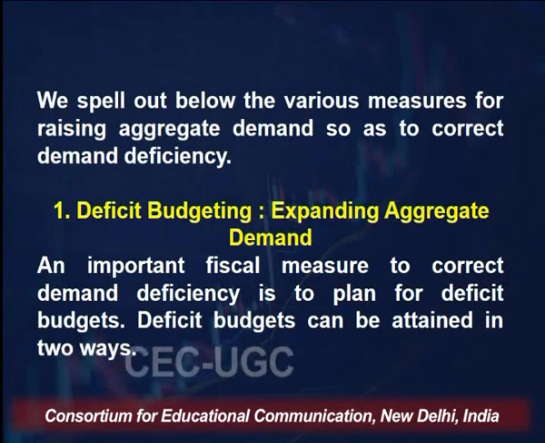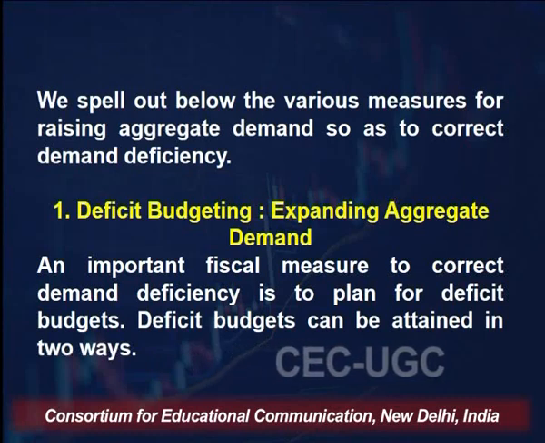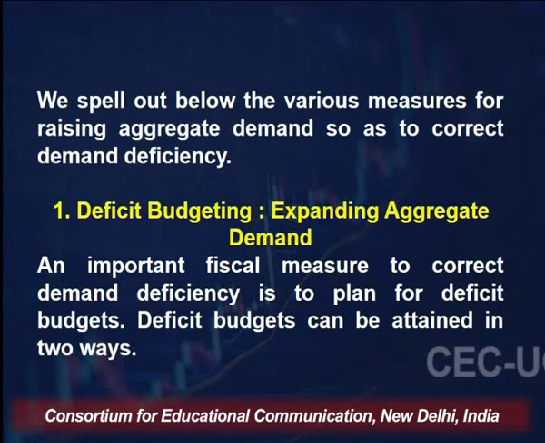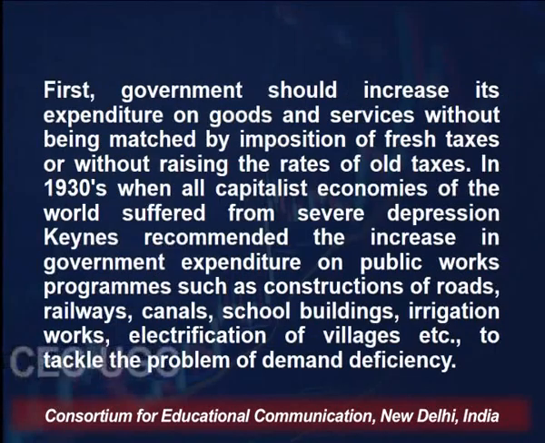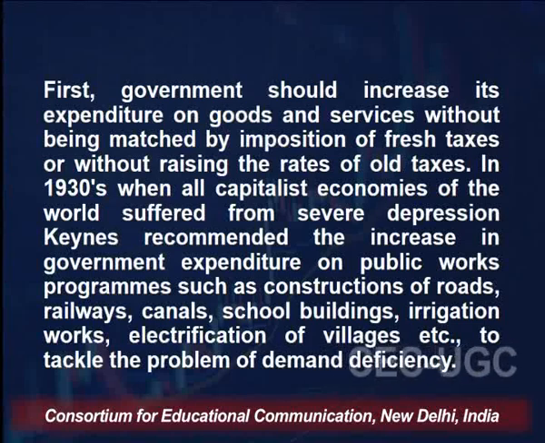An important fiscal measure to correct demand deficiency is to plan for a deficit budget. Deficit budgets can be attained in two ways. First, the government should increase its expenditure on goods and services without this being matched by imposition of fresh taxes or without raising the rates of old taxes. So that means their expenditure should be more than their revenue.